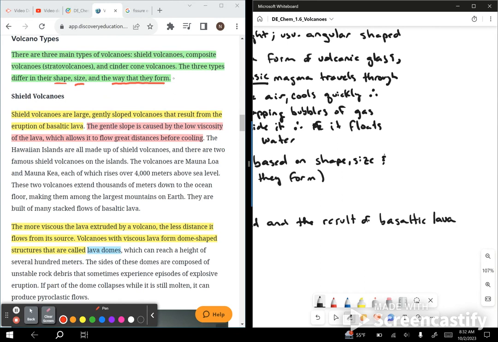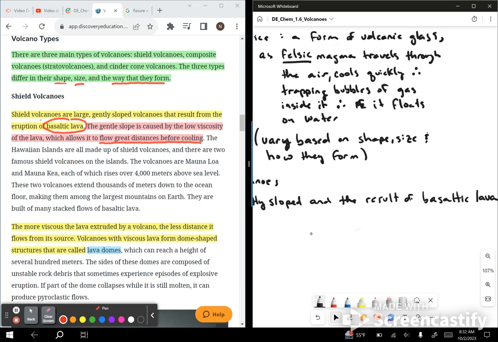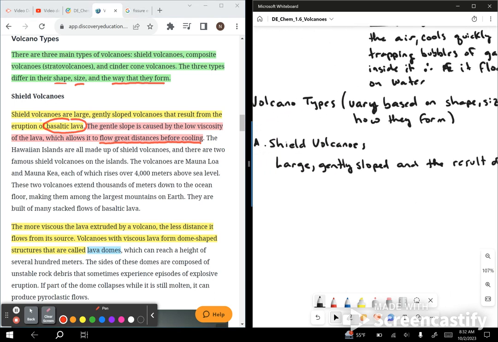Okay. Remember, basaltic lava is largely uncontaminated. It does not have a lot of silica or water or sodium or other things. So this stuff should be pretty low in viscosity. It should flow pretty easily. And that's why it can flow great distances before cooling, and it's because it's basaltic. Okay, so you should always be trying to make connections as you work through your note taking.